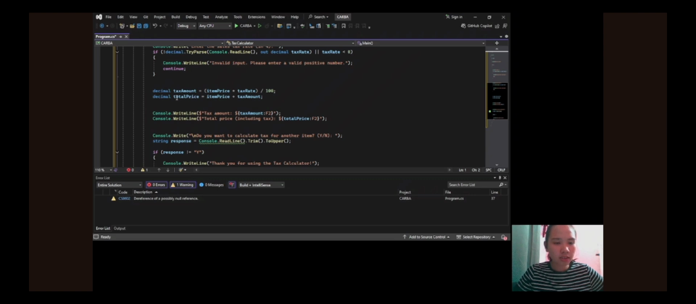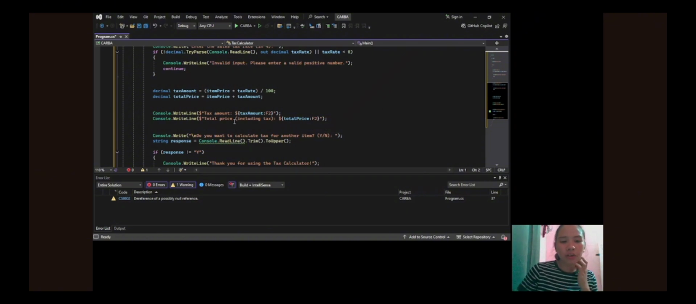Continue. So the next line is decimal taxAmount equals itemPrice times taxRate divided by 100. This calculates the tax amount. It multiplies the item price and the tax rate, and after multiplying the two, divides by 100. The answer is the tax amount. The next line is decimal totalPrice. It computes the total cost by adding the tax amount to the item price.